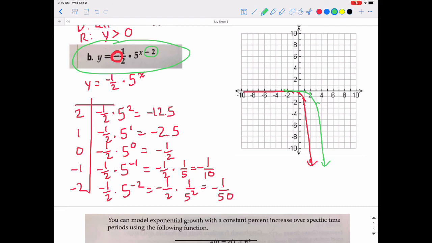So, what's the domain of the green graph? Remember, it's all real numbers. What's the range of the green graph? Well, this time, since it's below the x-axis, the range is y is less than 0. And since the asymptote, which is the x-axis, shifted left to right, it doesn't move at all, really, because lines go forever.